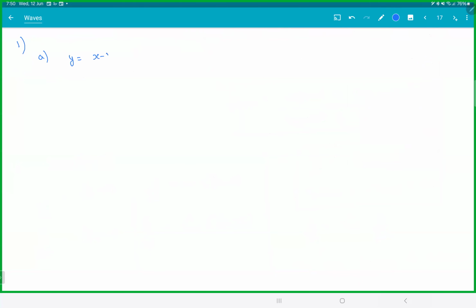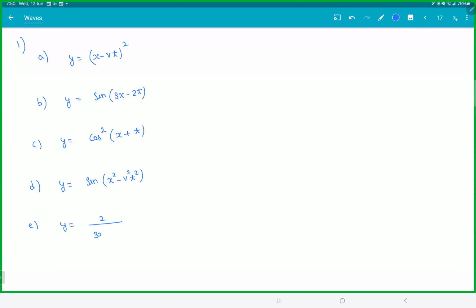Y is equal to (x minus vt) whole square. Y is equal to sine (3x minus 2t). Y is equal to cos square (x plus t). Y is equal to sine (x square minus v square t square). Y is equal to 2 by (3x minus t) whole square. Y is equal to 3 by 2 plus (2x minus 3t) whole square.